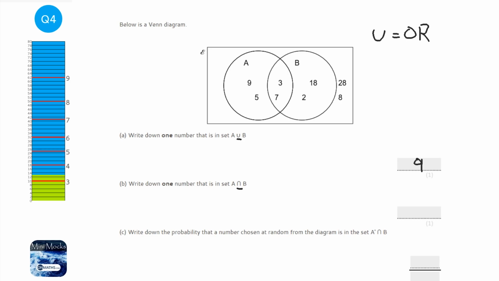This symbol here, I always view it as an AND. I always put a little line there to say A for AND.